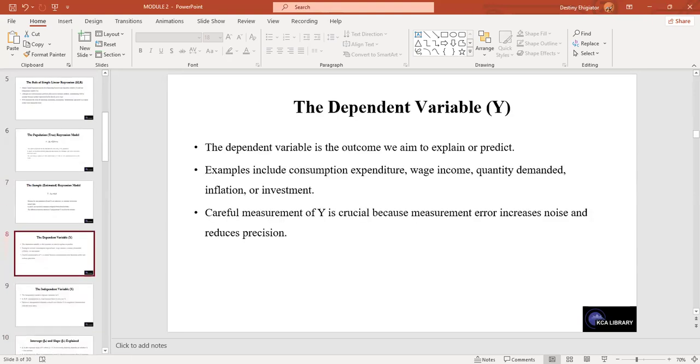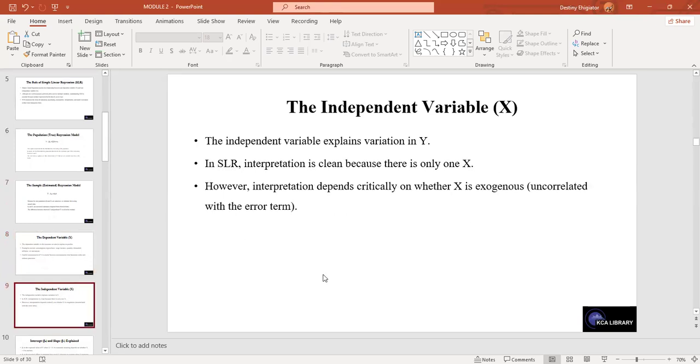We looked at the dependent variable before, but we'll talk about it again briefly. The dependent variable is the outcome we aim to explain or predict. Examples include consumption and others. Careful measurement of Y is crucial because measurement error increases noise and reduces precision. The independent variable X explains the variation in Y. In SLR, interpretation is clean because there is only one X exactly. That's why it's simple.